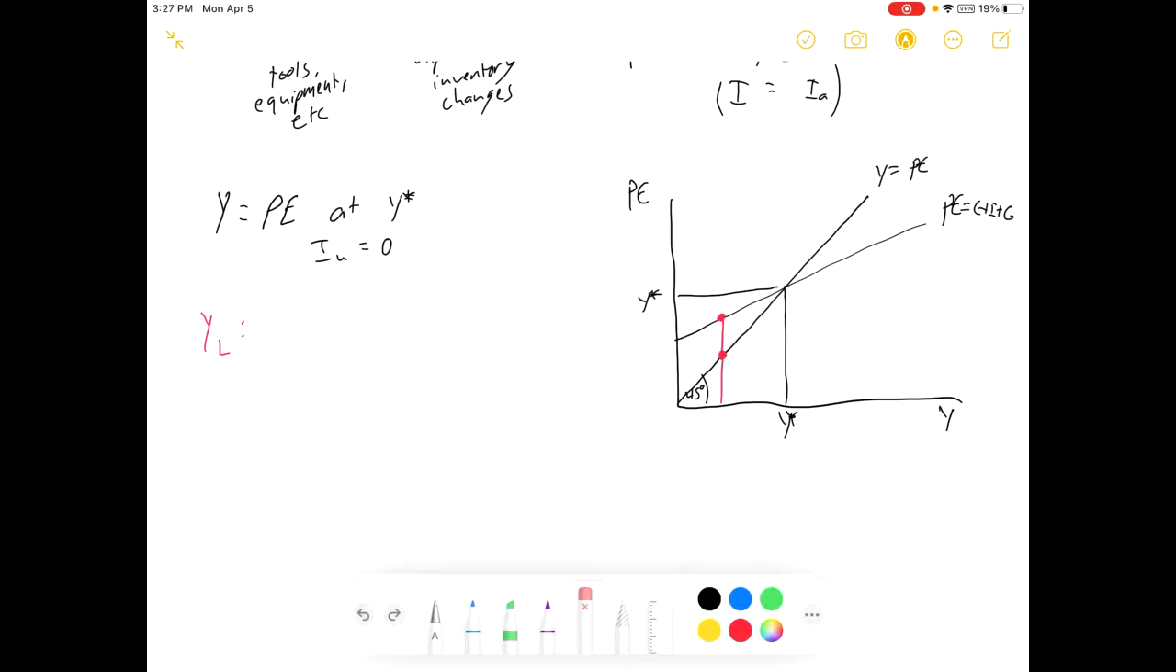Now let's look at a low GDP, where planned expenditure is greater than GDP. Because the PE curve is above the 45-degree line, that means PE is higher than Y. Well, in this case, we have negative unplanned investment because real GDP is less than planned expenditure, and the only difference between them is the unplanned inventory investment. Negative unplanned inventory investment means our inventories are falling, all of our stuff's going off the shelves faster than we thought, and so our businesses are going to increase production, which will increase GDP, which will bring us towards equilibrium.